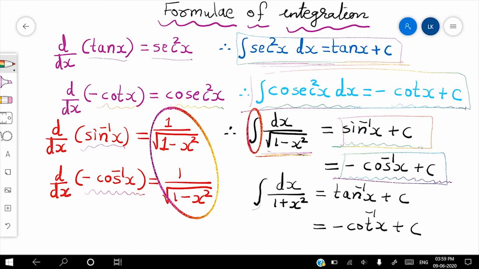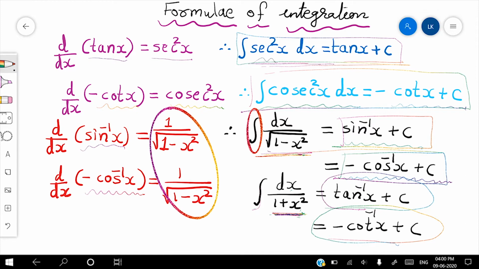Okay. And if there is no square root, means integration of 1 upon 1 plus x square simply. Here plus sign, 1 plus x square. Again I am repeating, integration of dx upon 1 plus x square. Here there is no square root. If square root of 1 minus x square, then sine inverse x. But simply 1 upon 1 plus x square, then the answer is tan inverse x plus c, or minus cot inverse x plus c.